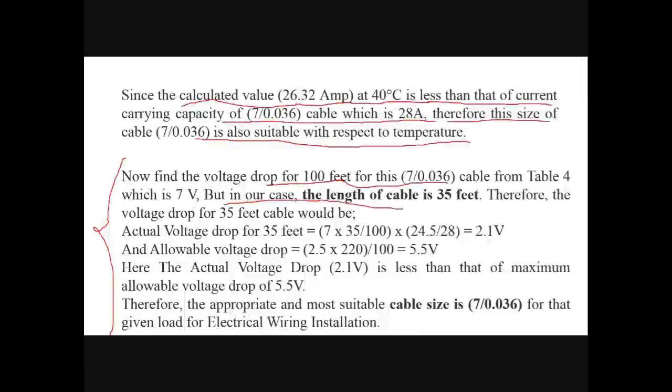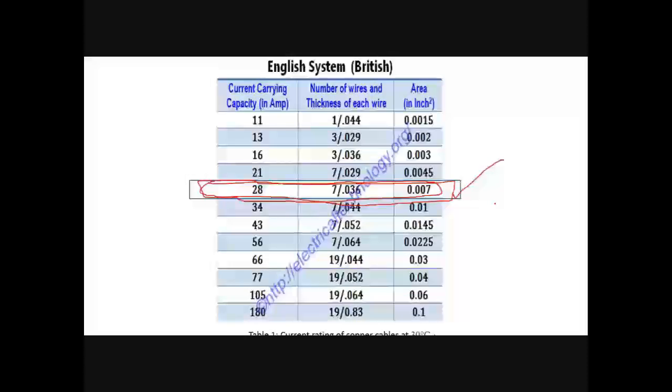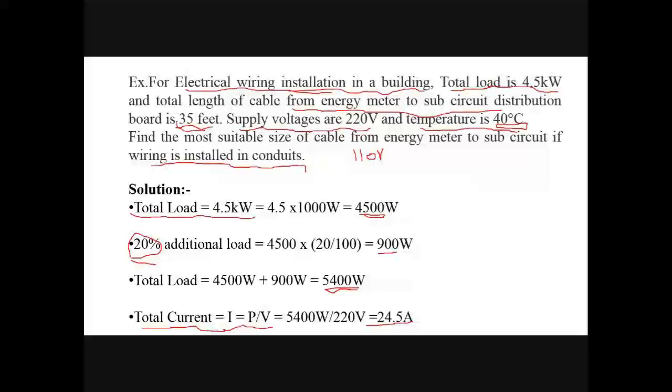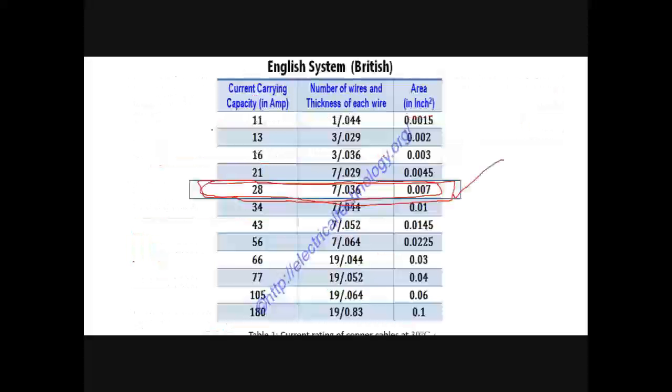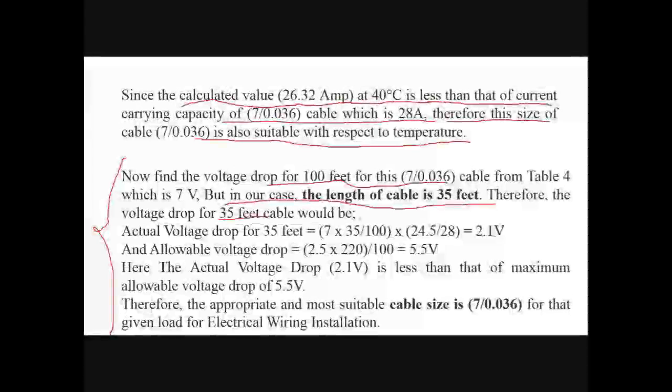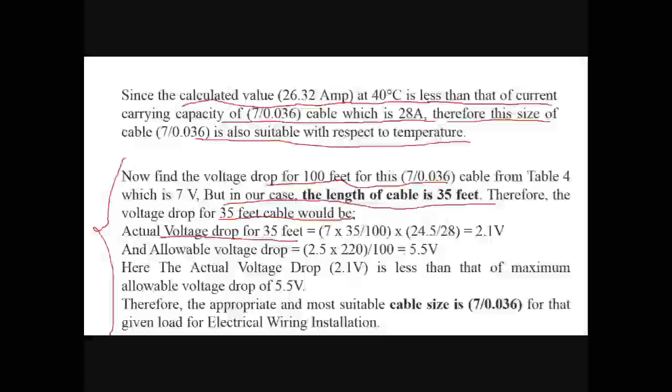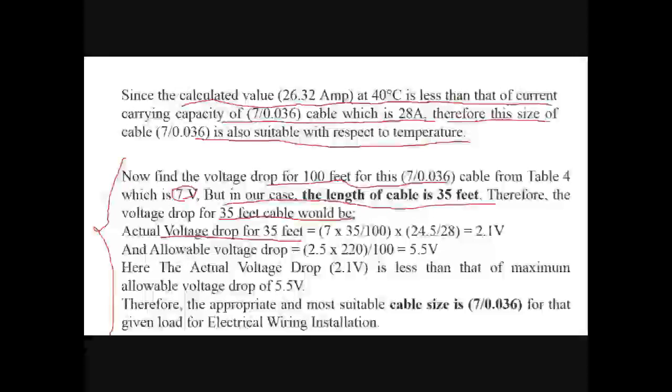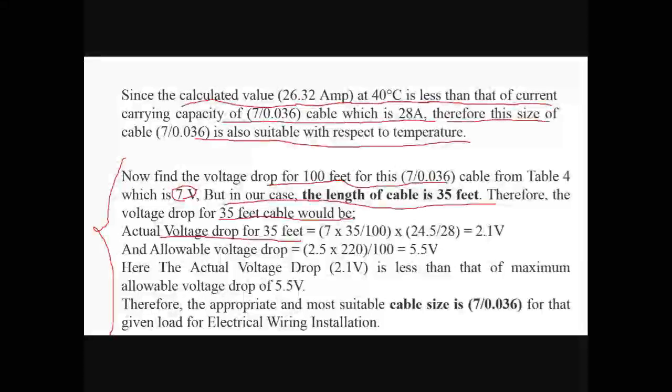It is 7 volt. But in our case, the length of cable is 35 feet. They have given the length of cable as 35 feet, so this factor we have to consider. Therefore, the actual voltage drop for 35 feet cable would be 7 multiplied by 35 divided by 100. And we have to find out 24.5 divided by 28.